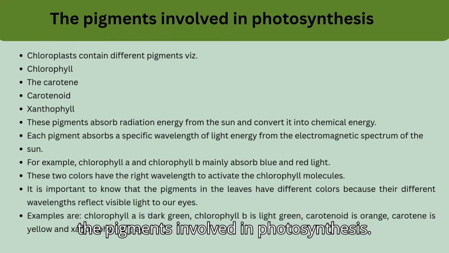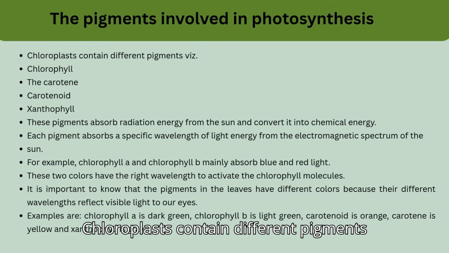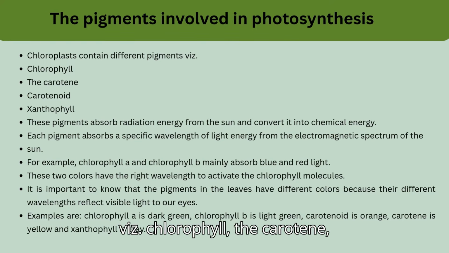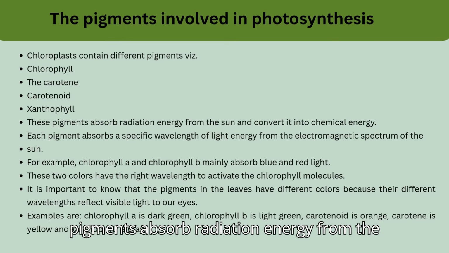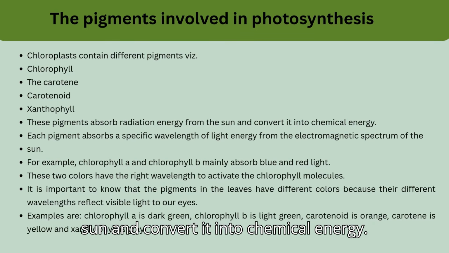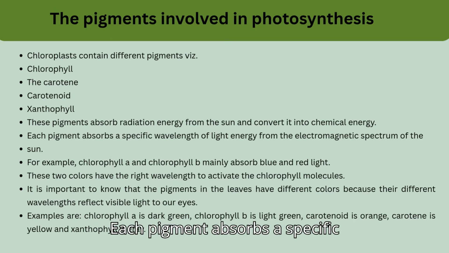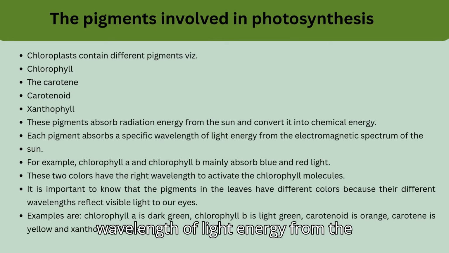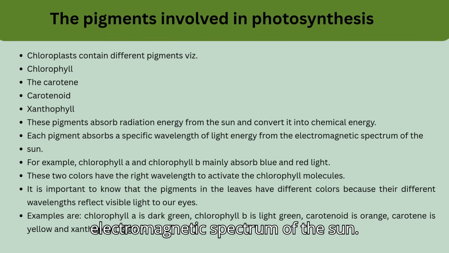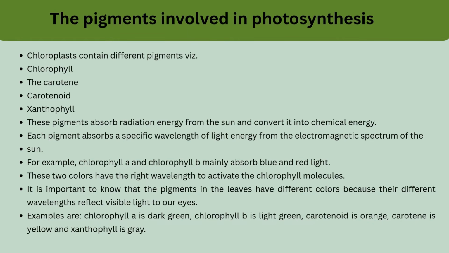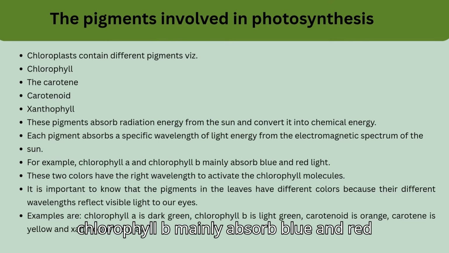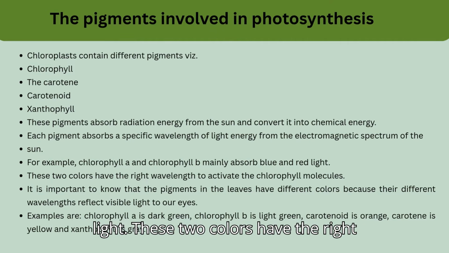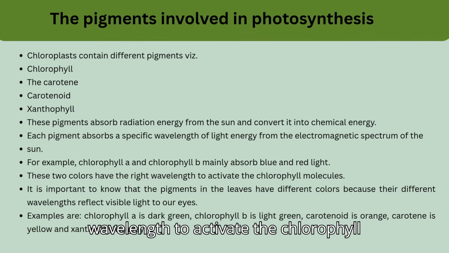The pigments involved in photosynthesis. Chloroplasts contain different pigments, viz. chlorophyll, carotene, carotenoid, and xanthophyll. These pigments absorb radiation energy from the sun and convert it into chemical energy. Each pigment absorbs a specific wavelength of light energy from the electromagnetic spectrum of the sun. For example, chlorophyll A and chlorophyll B mainly absorb blue and red light. These two colors have the right wavelength to activate the chlorophyll molecules.